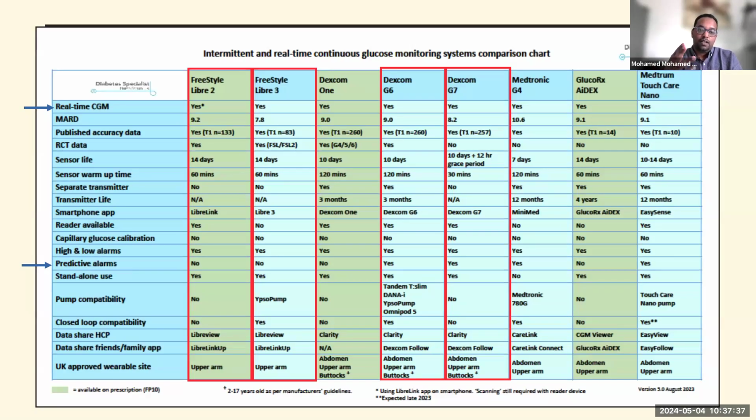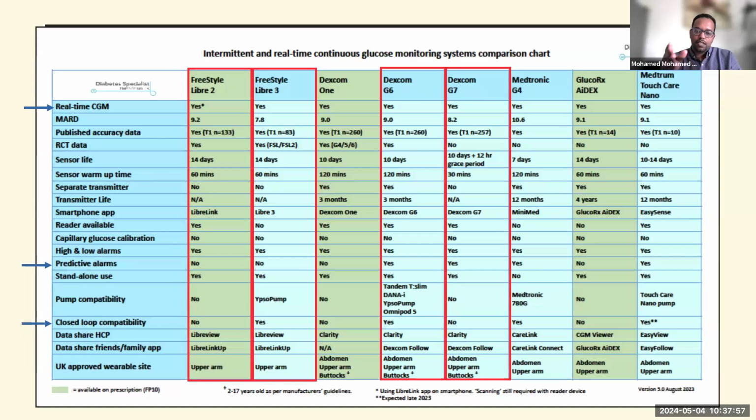Bear in mind, if you're using a smart app on your phone, you can disable this feature with the Dexcom companies also. It's not a must. It's not like you have to have the alarms with these types of sensors. Closed loop compatibility. For you to have closed loop compatibility, it has to be a CGM. So Libre 2 cannot be in that.